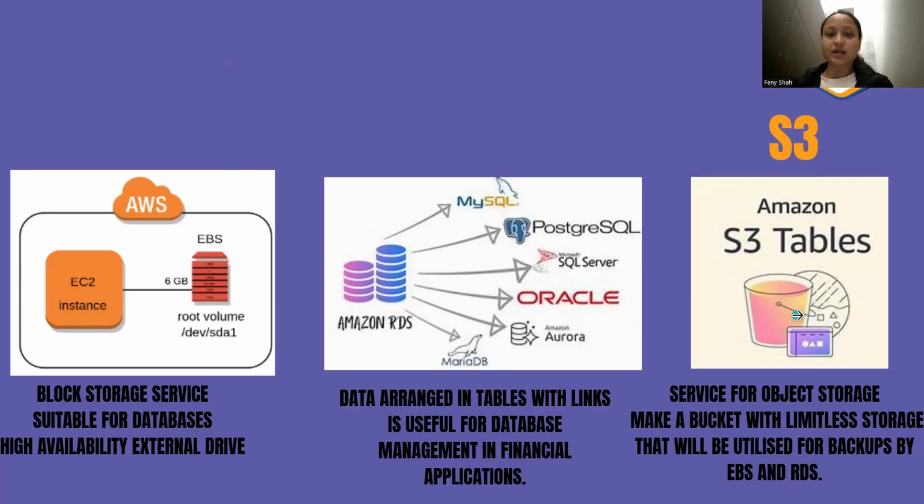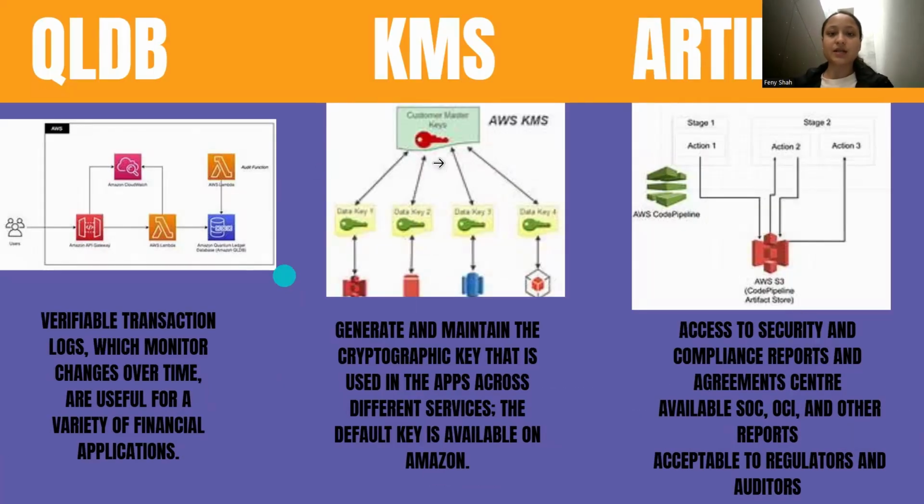Next I'm going to explain QLDB, KMS, and Artifact. QLDB is also a database that we use in Amazon AWS. It is a verified transaction log which monitors changes over time for financial applications. So we don't need to be worried. It will help a lot to keep the database of many things.